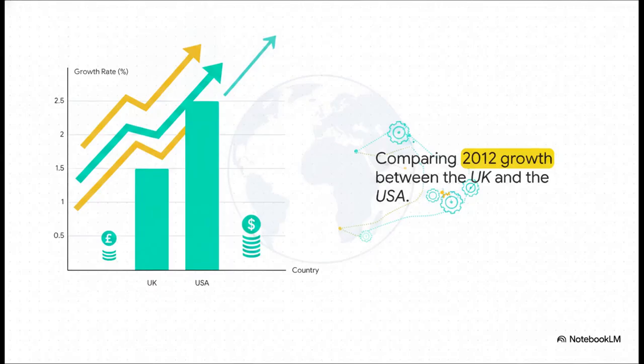And this brilliantly illustrates the power of that comparison. If we look at the 2012 economic growth rate for 2 global superpowers, we see the UK had a growth rate of 1.5%. But in that very same year, the USA experienced a growth rate of 2.5%. The data clearly shows us that while both economies were absolutely growing, the USA's growth rate was outpacing the UK's during that specific window.